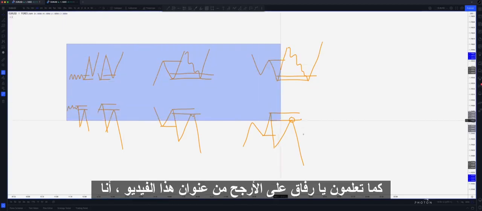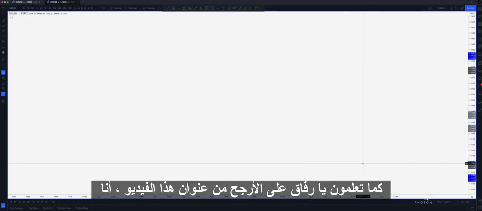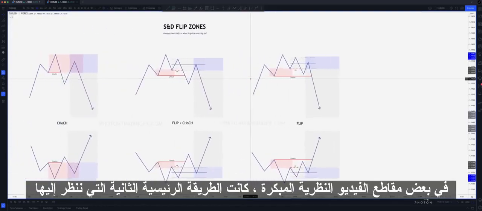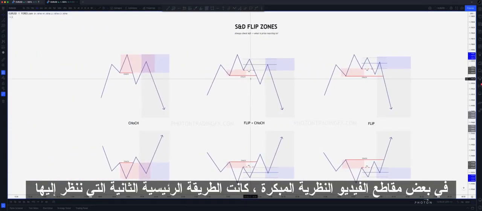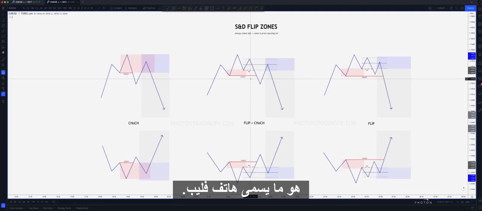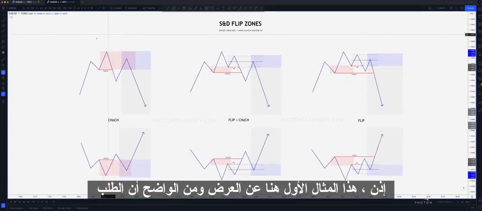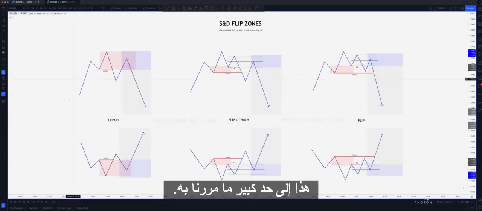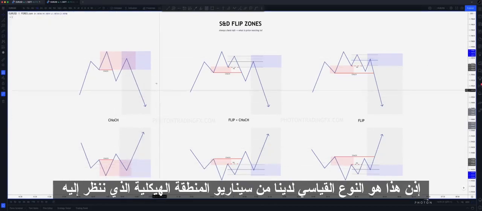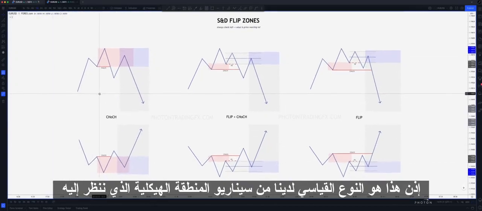of structure. So as you probably know from the title of this video and from what we've already mentioned in some of the earlier theory videos, the second main way we look at is what is called a flip zone. So let's just slowly go through this now. This first example here of the supply and obviously the demand, this is pretty much just what we've gone through. So this is our standard structural zone scenario that we look at.